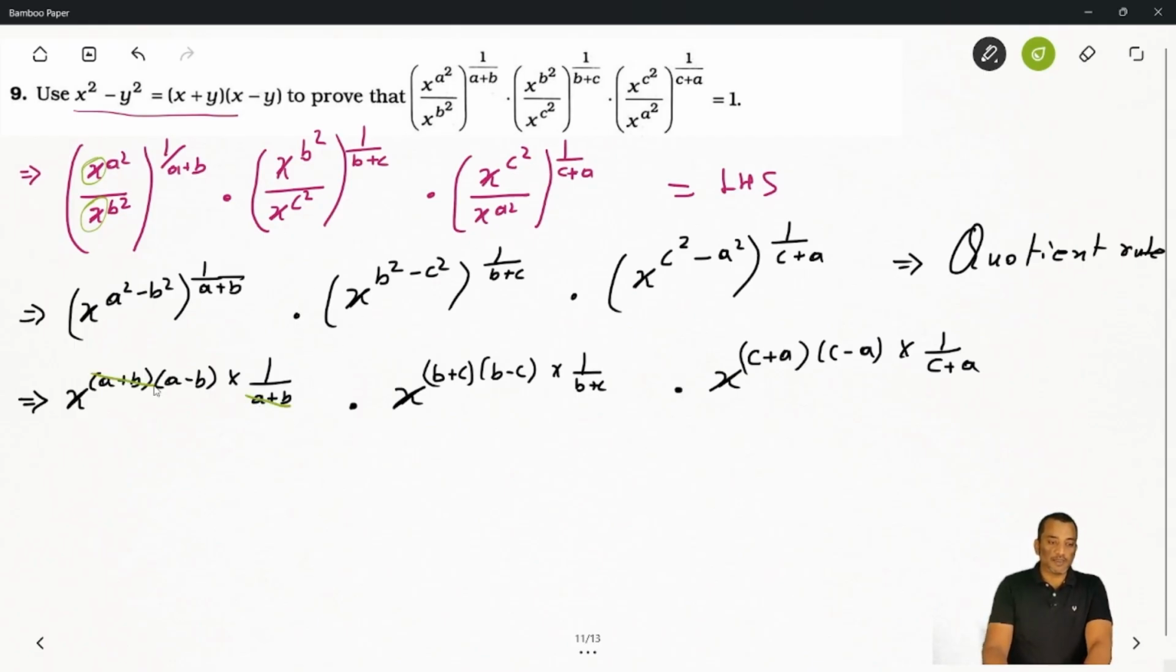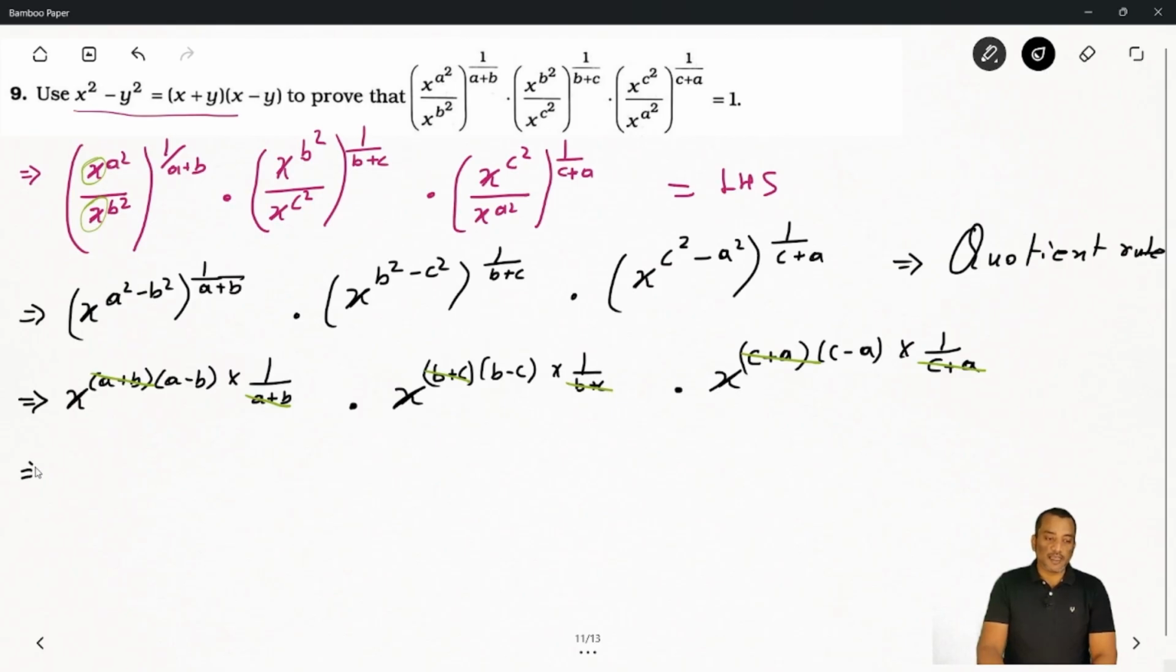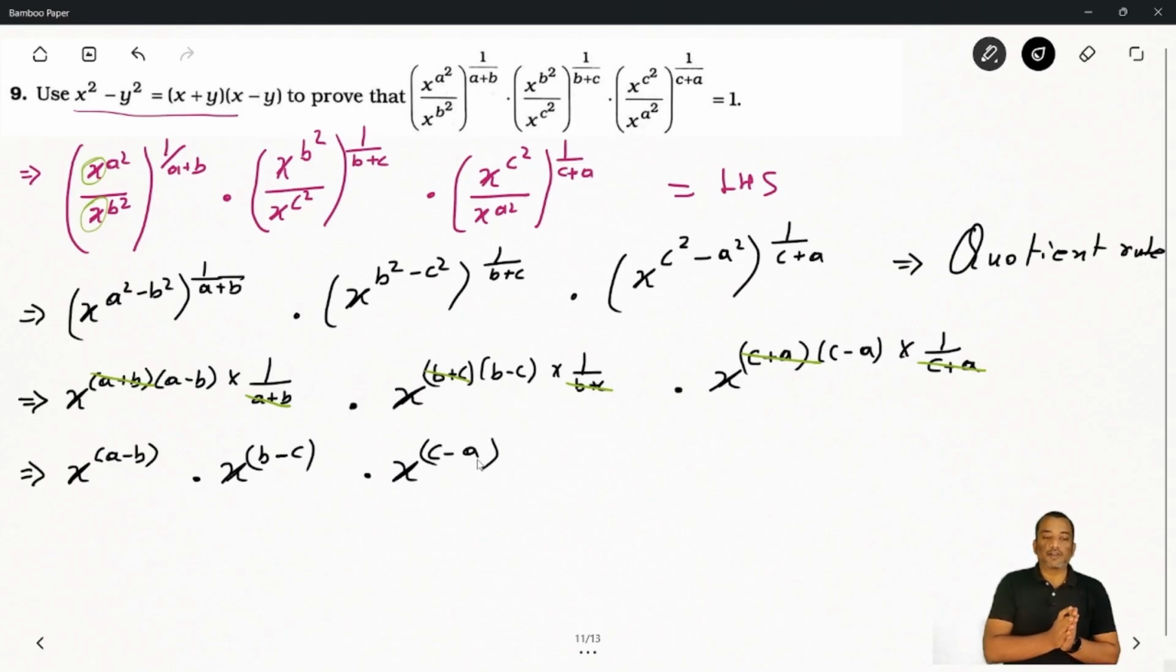So a plus b cancel, b minus c cancel and c plus a cancel. So now how much do you have left? You can say x to the power a minus b times x to the power b minus c and now x to the power c minus a. You have left. Now you can say all three have the same base and they are multiplying, so now we can apply the product rule.